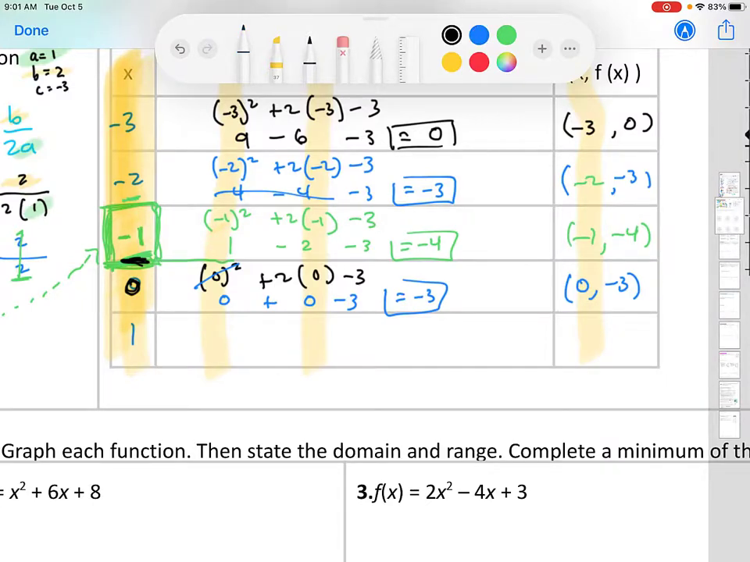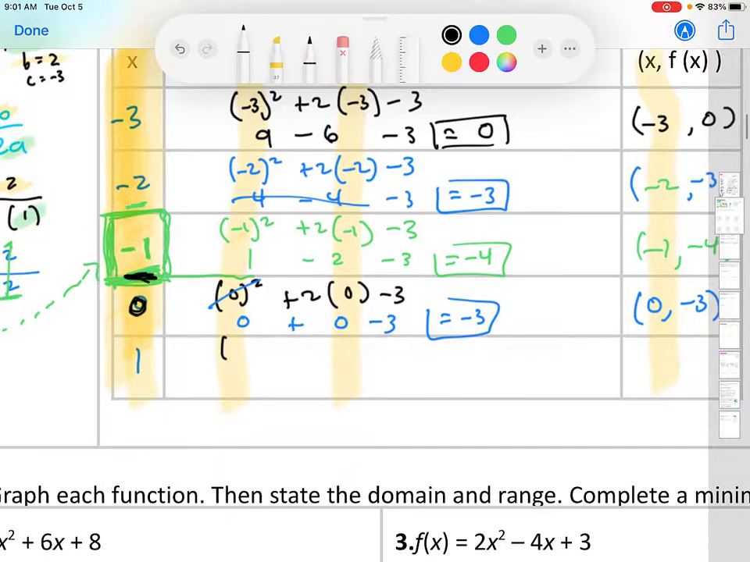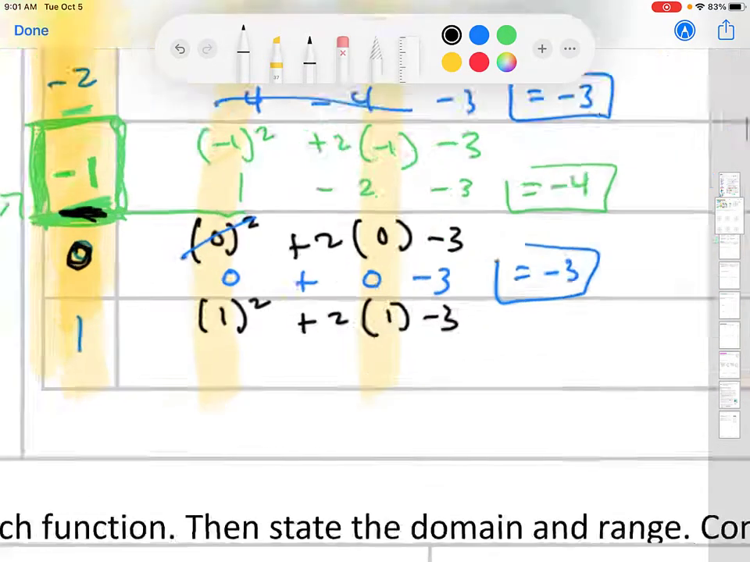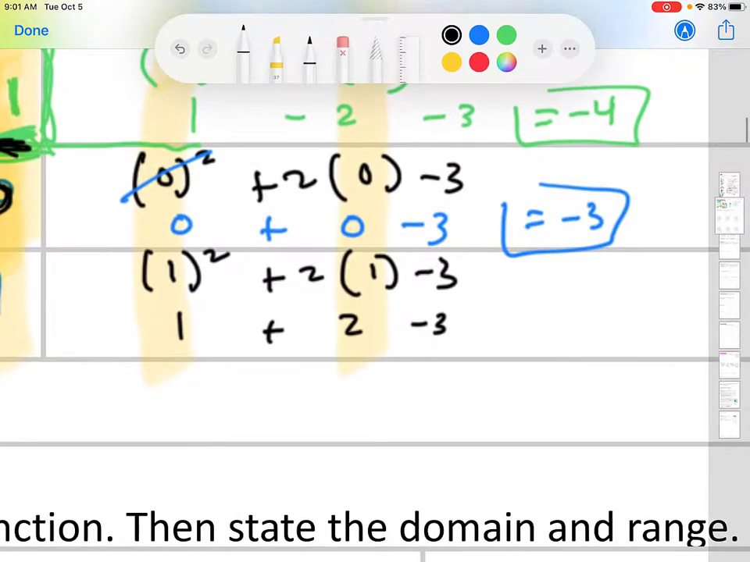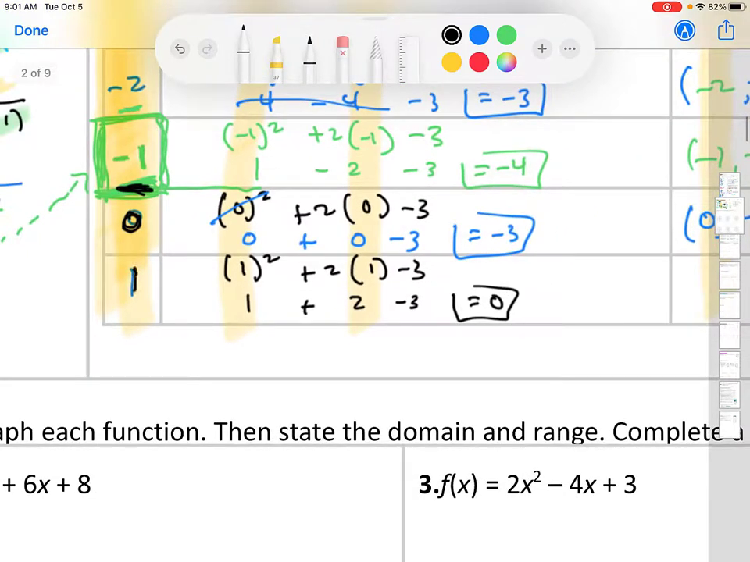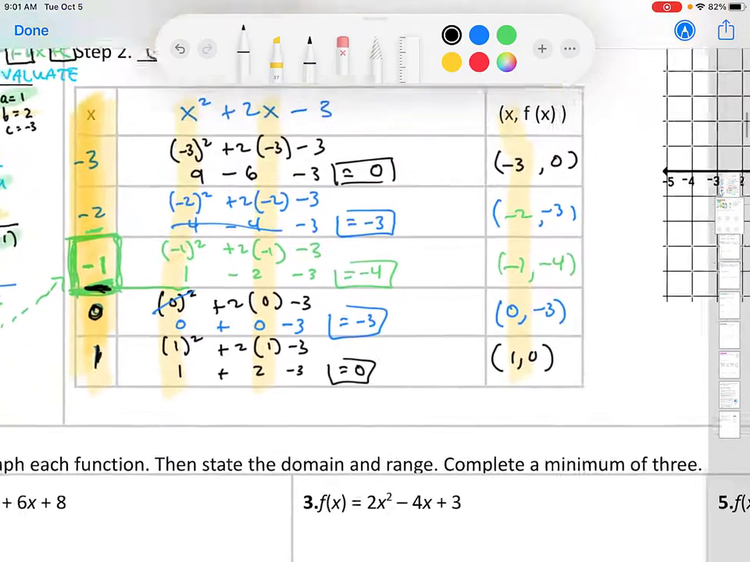And our last one, 1. Let's go ahead and substitute in 1 here. So I have 1 squared plus 2 times 1 minus 3. 1 squared is 1. 2 times 1 is 2. So 1 plus 2 is 3, and 3 minus 3 equals 0. So my ordered pair is going to be 1, comma 0.